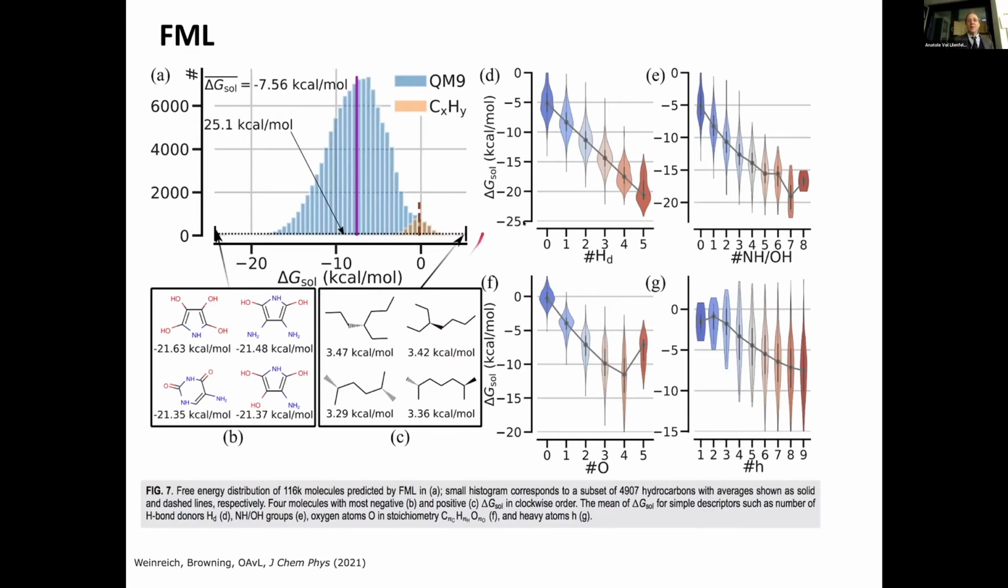You can ask for simple descriptors such as hydrogen bond donors. There are simple correlations of the predicted free energy of solvation, which you might expect here, or the number of NH and OH bonds, or oxygen atoms, or number of heavy atoms. So these are all things you can do now. Once you have a decent model, you can extract these simpler relationships in chemical compound space, which might be helpful for experimental design purposes or other problems.